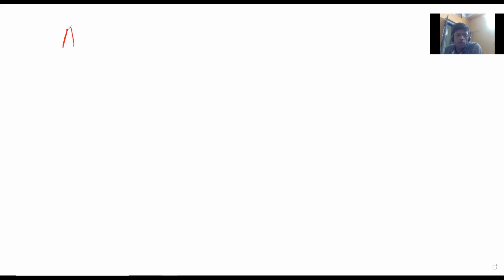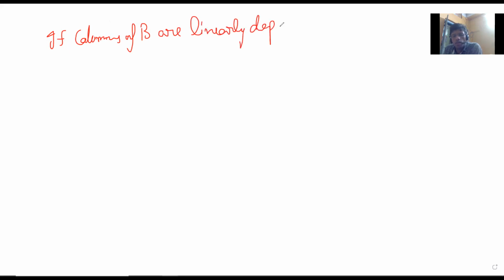Let me just write the question quickly, a little bit in short. So if columns or rows, same thing, columns of B are linearly dependent, then so are that of AB. Okay, yes.